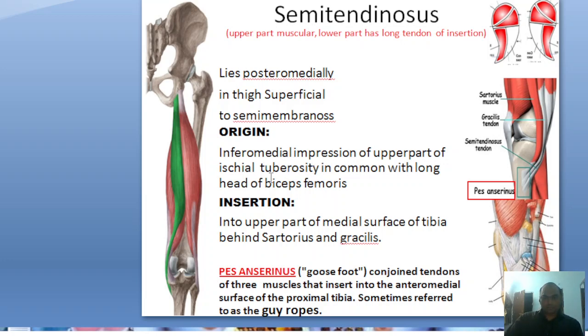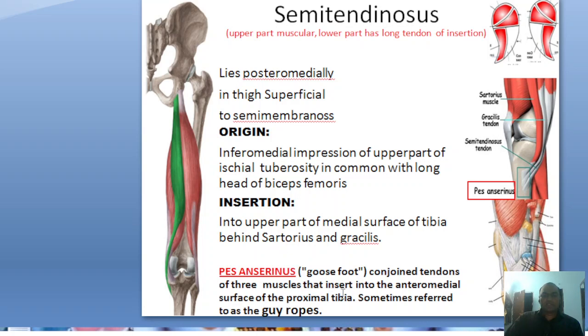Inframedial part of ischial tuberosity. Insertion of semitendinosus is into the upper part of the medial surface of tibia behind the sartorius and gracilis. So these are forming the pes anserinus, goosefoot, conjoined tendons of three muscles: semitendinosus, sartorius and gracilis.